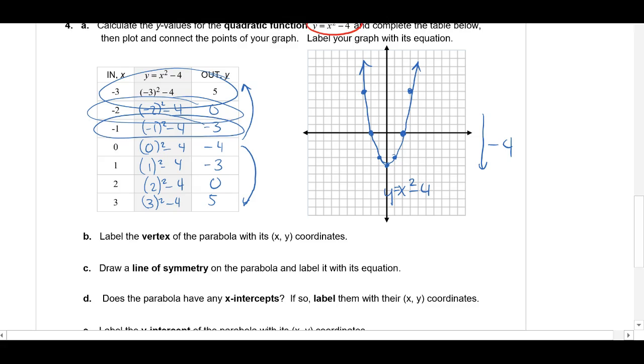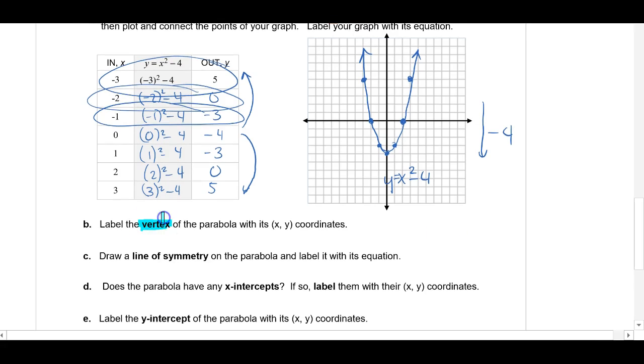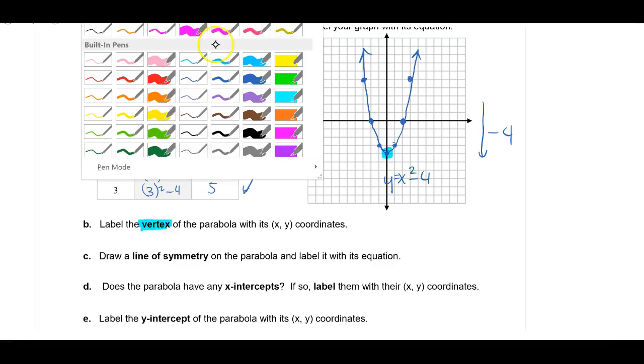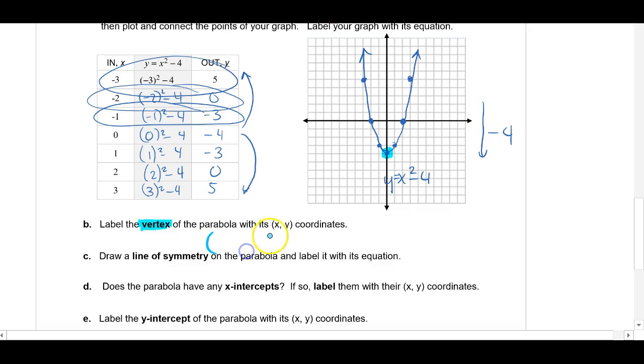Okay, so now let's get the vertex. The vertex, again, is this point right in the middle of the graph. And that point is going to be at x equals 0 and y equals negative 4. Remember, it's a point. Now let's draw the line of symmetry. The line of symmetry goes down the middle. It's the dashed line that we draw down the middle.